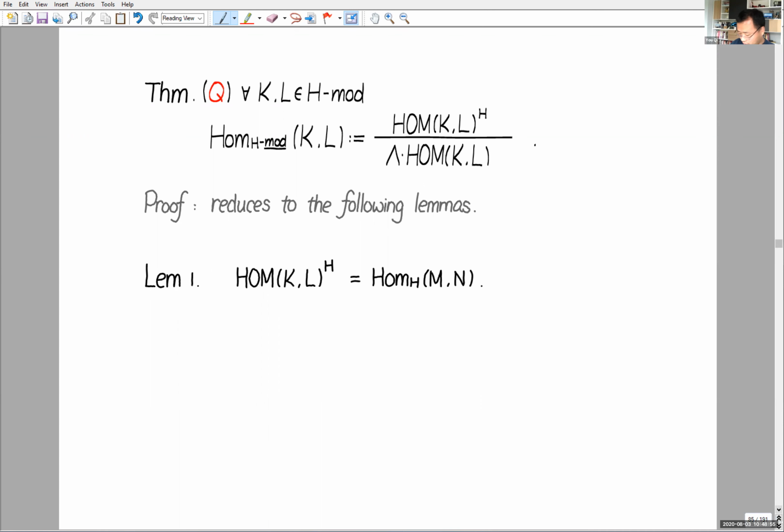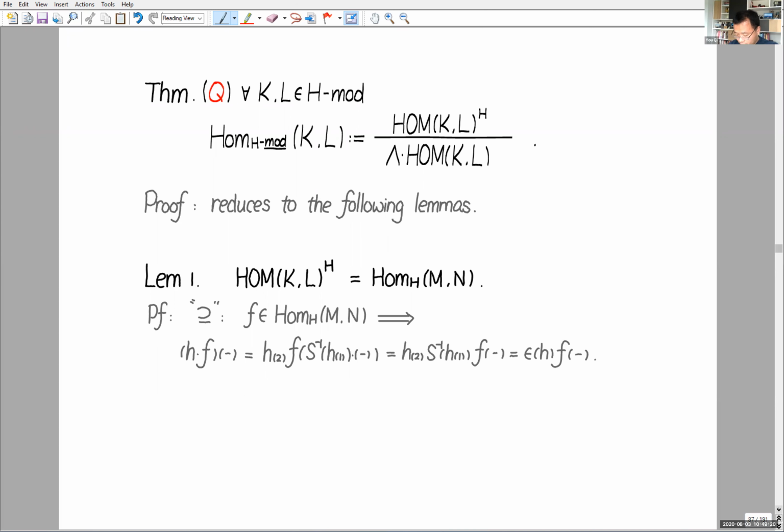And this is not very hard to prove. For instance, if F is an H intertwining map, you want to show that it gives you an invariant on the left-hand side. So H applied to F, considered as a map, is defined as H2 applied to F with S inverse H1 applied to the argument. But F is linear, so you can take out the S inverse H1, and one of the axioms we have seen earlier is that H2 multiplied by S inverse H1 is just epsilon of H. So that's how H acts on trivial representations, by epsilon.